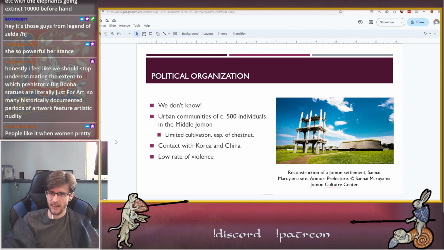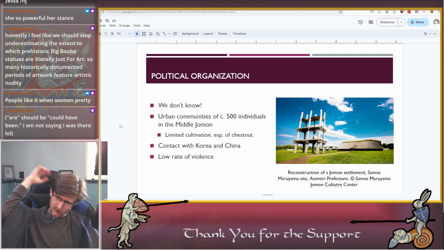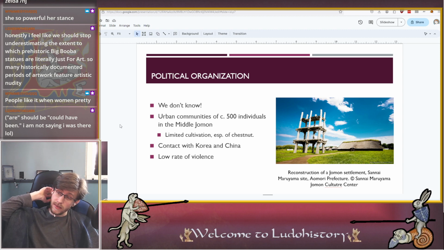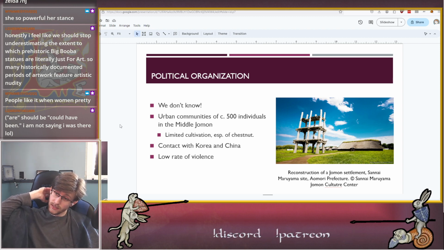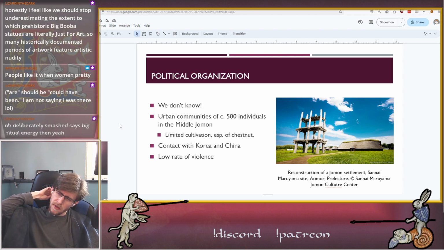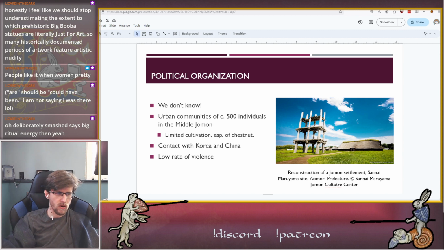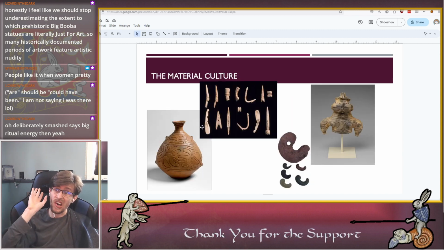People like it when women pretty? Yeah, but there's also a lot, Liz. Some of the things people have noted is that some of them appear to have been deliberately smashed. And a different group of them appear to have been depicting pregnant women. So, that makes it more complicated to tell. And also, northern Tohoku makes hundreds of these.